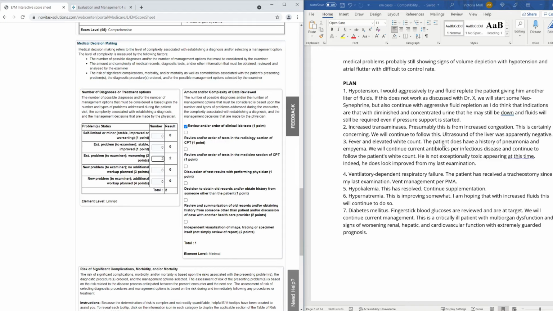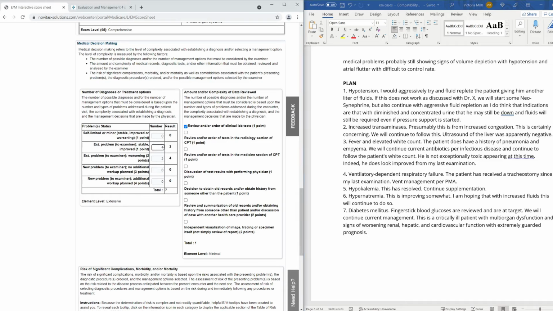Fever and elevated white blood cell count, that really is more so stable. Ventilator-dependent respiratory failure, that to me looks more so stable because now they're being managed on the vent. Hypokalemia has resolved. We're not going to count that. Hypernatremia is improving. So there's another stable or improving. We're going to bump that up to 3. And then diabetes, it says continue current management. So that'll go up to 4.